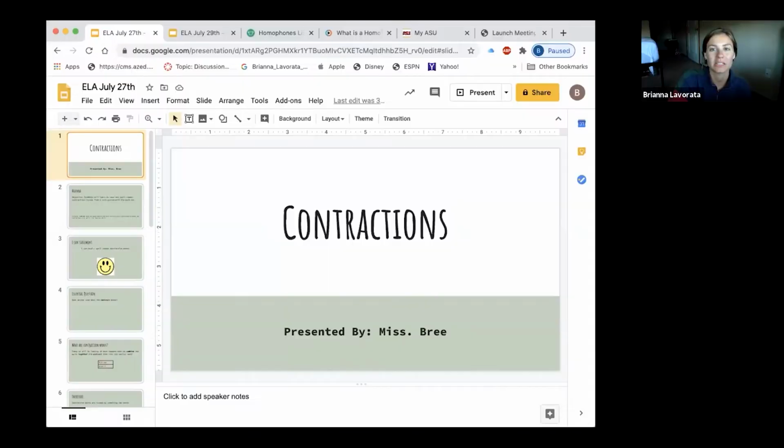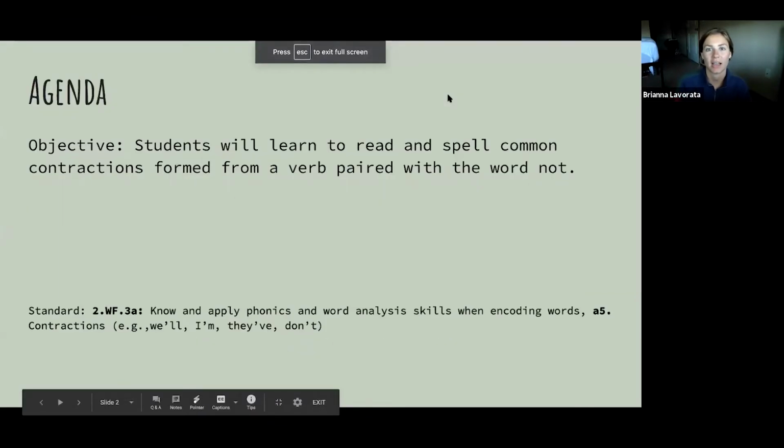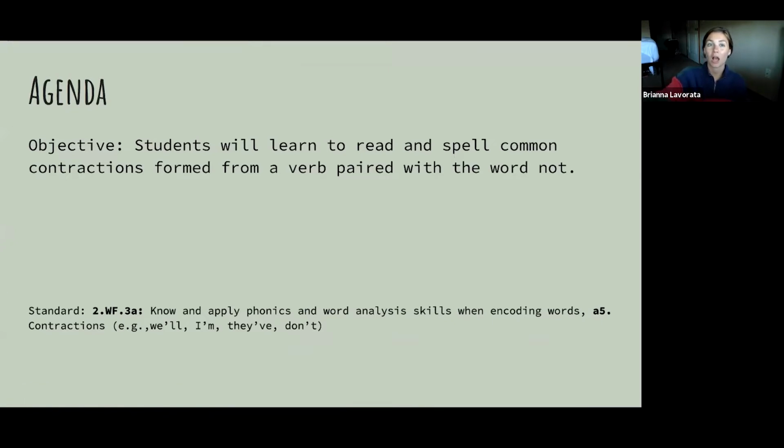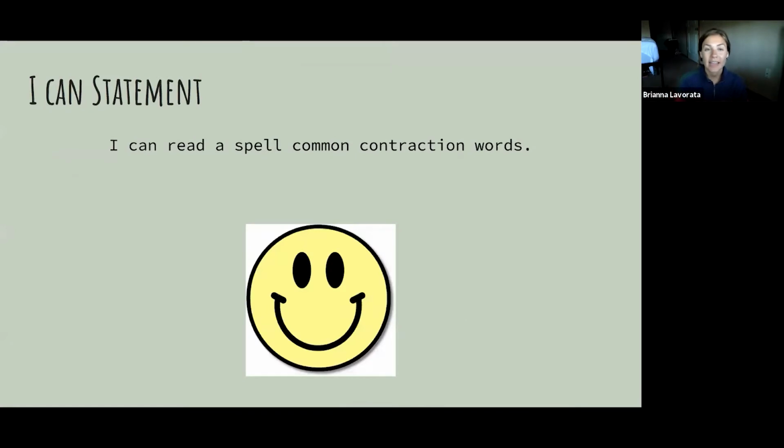It is all going to be about contractions today. We are going to be learning some really important information: how to read and spell common contraction words that are formed with a verb paired with the word not, okay? So today I would like for you guys to read this I can statement. It says, I can read and spell common contraction words, okay? So read that out loud. I can read and spell common contraction words.